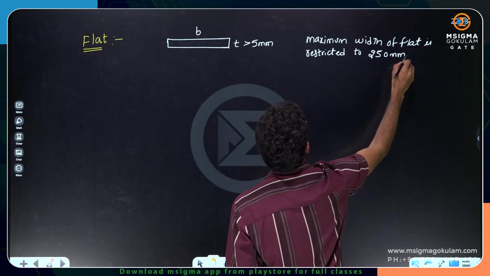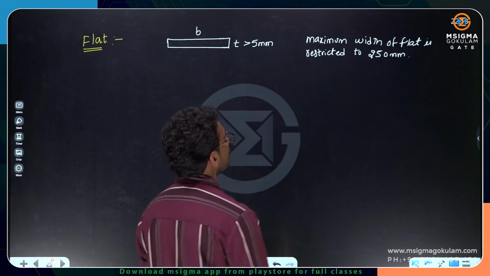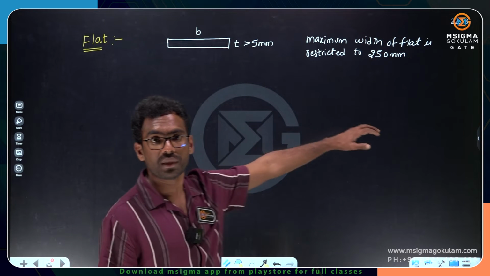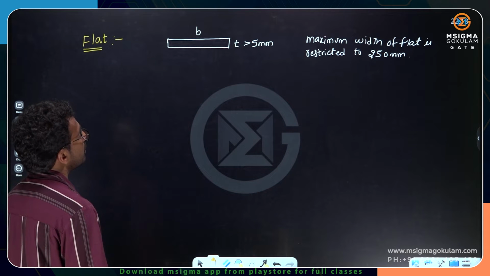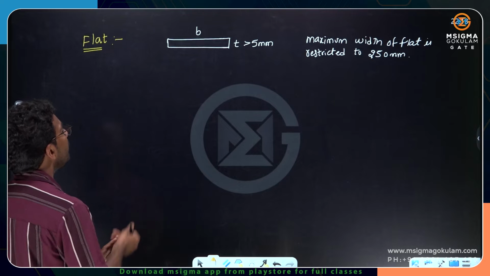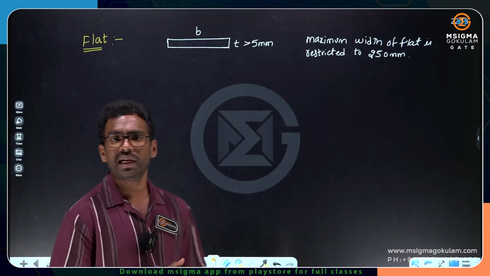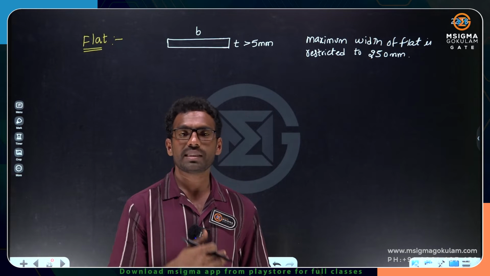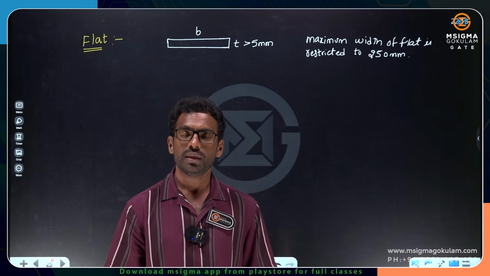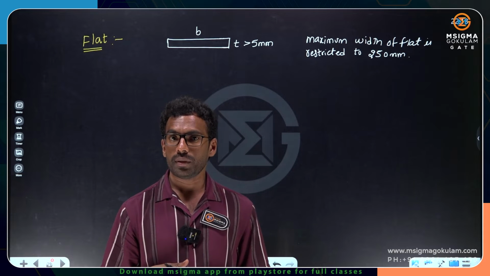So please remember this, understand this. The maximum width of the flat is restricted to 250 mm. Now, my dear friends, you try to understand where we are going to use this kind of flat sections. So essentially, the flat sections we are going to use in the case of built-up columns.